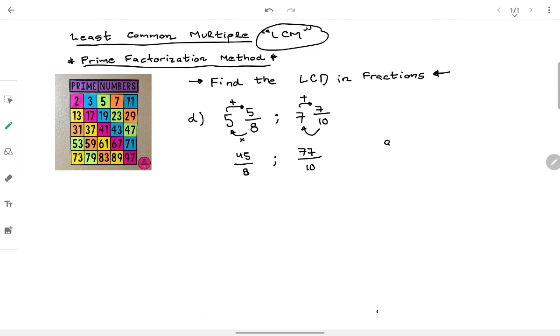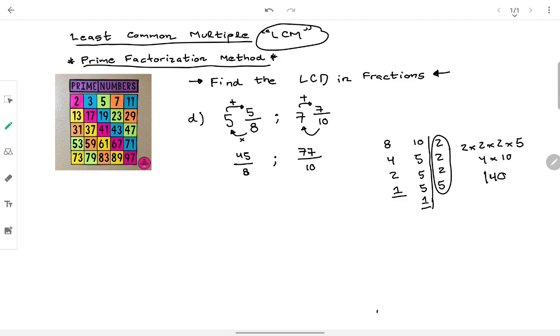So we will use 8 and 10. We will use prime factorization, so divide by 2, divide another time by 2, another time by 2. We have finished this part. We can use 5 in order to finish this part. So the least common multiple between 8 and 10 must be the multiplication of these numbers, 2 and 2 and 2 and 5. That will give us 10 times 4. That will give us 40.